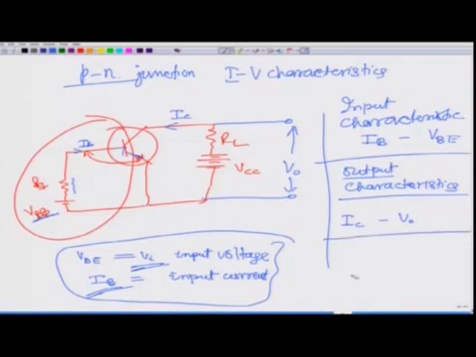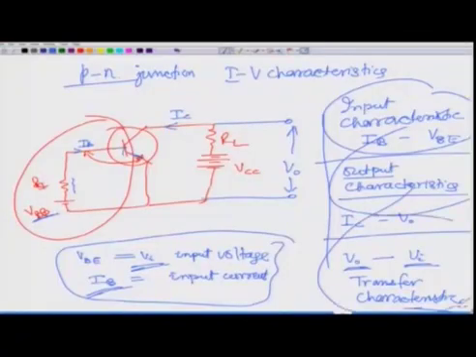You can also have a relation between one parameter from the input side and one parameter from the output side, for example, VO and VI. So, you take the output voltage VO and the input voltage VI. Since you are taking one parameter from the input side and one from the output side, that you call transfer characteristics. Okay. So, we will stop here, and in the next lecture we will talk about all these input characteristics, output characteristics, transfer characteristics and so on.